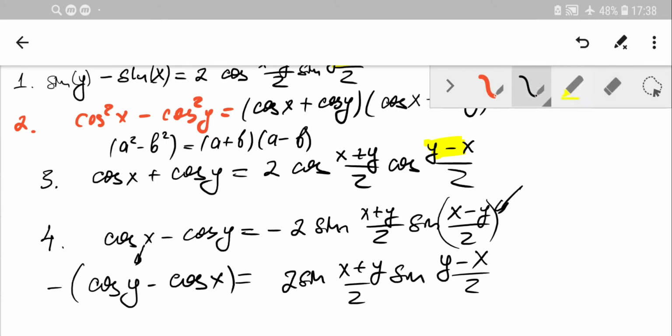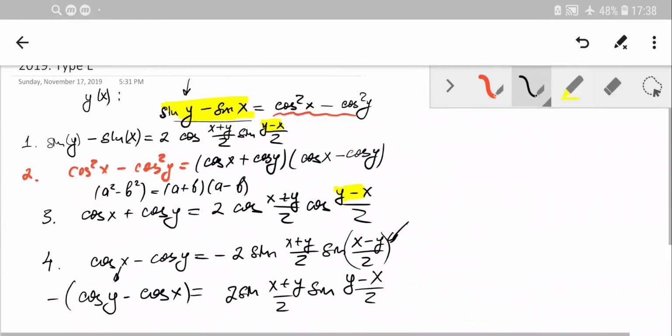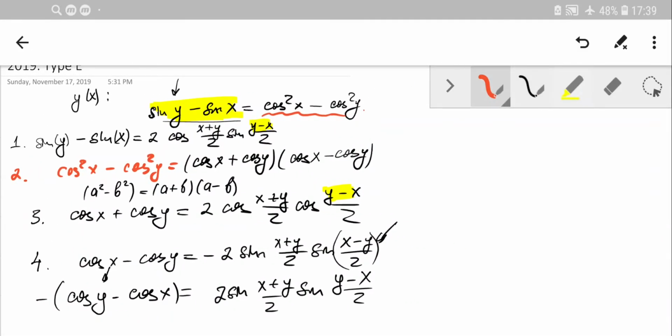It has more benefits. So what we can do is plug in, instead of the right side, the product of the sum of cosines and the difference. We just plug it into the right side of the equation.